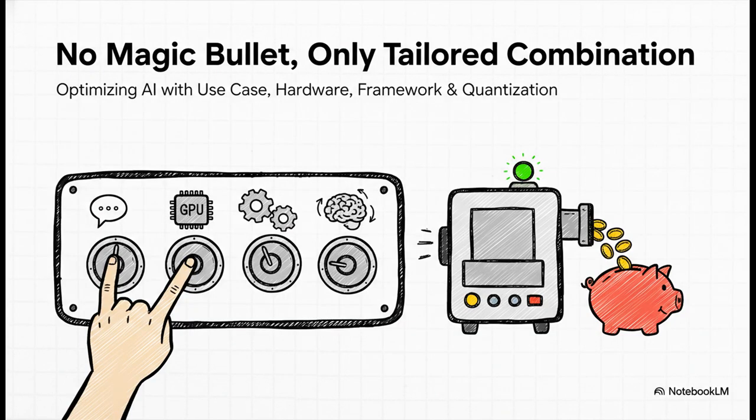And that's really the main takeaway from all of this. There is no magic bullet. There's no single best solution that works for everyone. The most efficient, the most cost-effective setup is always going to be a custom-tailored combination of your framework, your quantization, your hardware, and your specific use case.